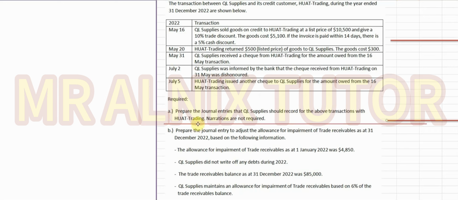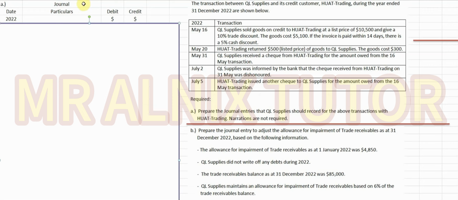Okay, now A. Prepare the journal entries that QL Supplies should record for the transactions with What Trading. Narrations are not required. Okay, now I know that I need to prepare a journal entry, so I should know the journal entry format. The journal entry looks like this: title, journal. Please remember when a journal entry is required, it only has 4 columns: the date, particular, debit, and credit.